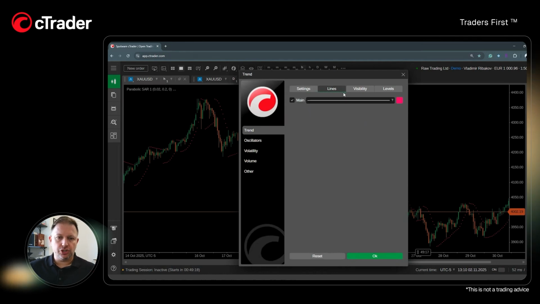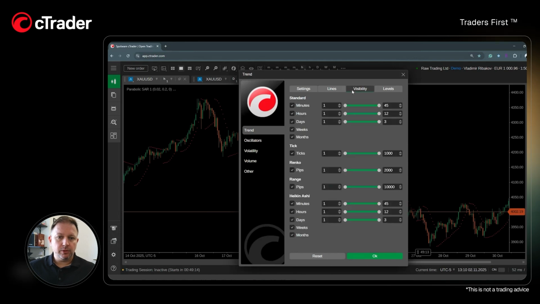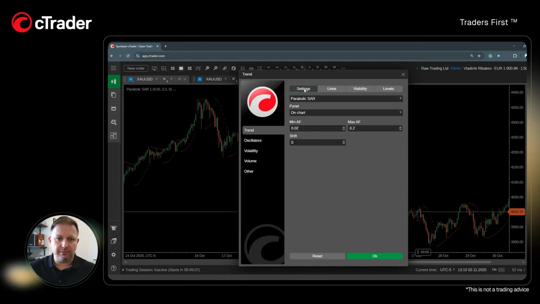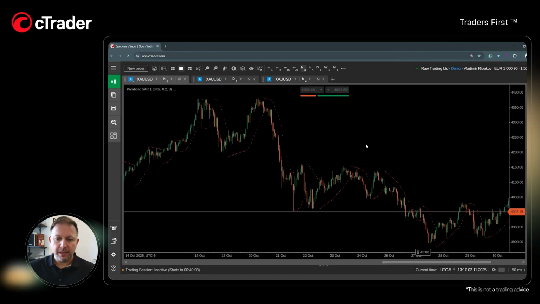You can of course change the visibility of the lines, the thickness of the line. You can also change the visibility of the time frames and the chart types where you want to see that, and you can add levels if you are interested, and add, of course, the shift as well. So once you add the indicator, this is how it will look like.